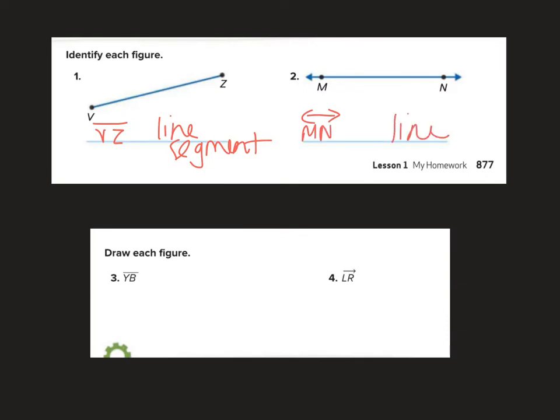Draw each figure. So this is a line segment. So I'm going to have point Y, another point B. There's my line segment YB. This is a ray. This has one endpoint, one goes on forever. So it's going to start with L, go through R, and then it's going to go on forever. So this is a ray.